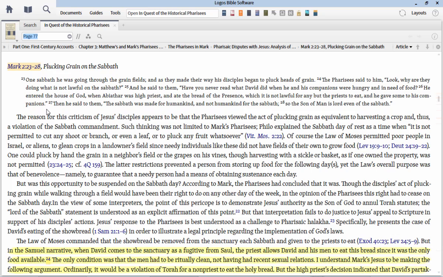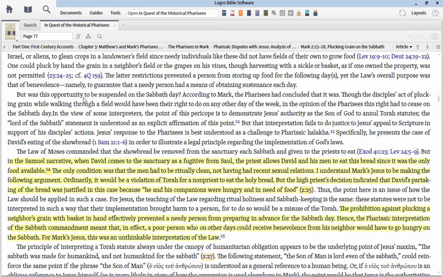Here they have a discussion about Mark 2 and the story about plucking the grain on the Sabbath. And they talk about the way Jesus referred to the story in Samuel about David seeking refuge in the sanctuary.